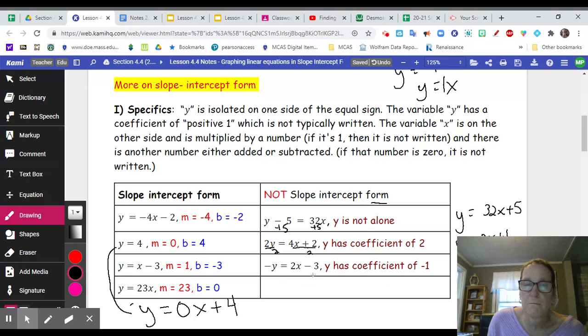Now what do I do here? Two options. I can either divide by negative 1 or multiply by negative 1. I like multiplying. If I multiply both sides by negative 1, negative y times negative 1 is y. 2 times negative 1 is negative 2. Minus 3 times negative 1 becomes plus 3. So when something's not in slope-intercept form, but you think it probably is linear, you can try and rearrange the equation to put it into slope-intercept form.